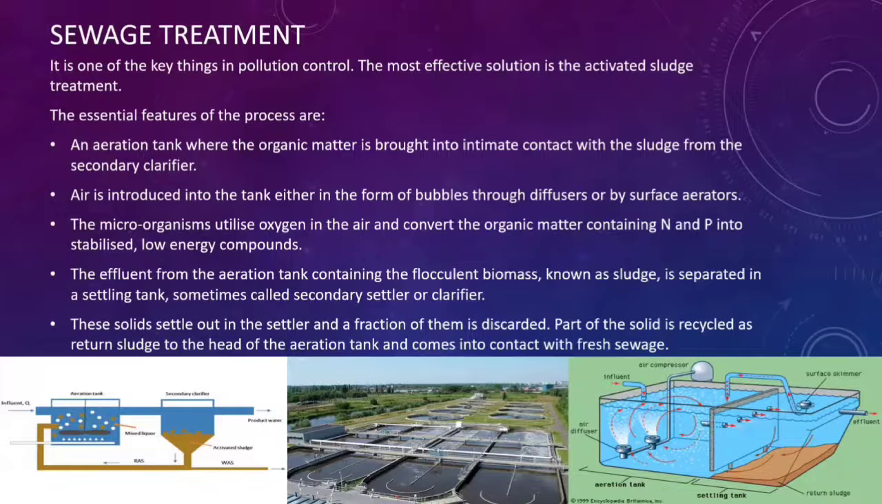These solids settle out in the settler and a fraction of them is discarded. Part of the solid is recycled as return sludge to the head of the aeration tank and comes into contact with the fresh sewage. The combination of high concentration of new cells in the return sludge and a rich food source in the influent sewage provides optimum conditions for waste degradation. Next slide.